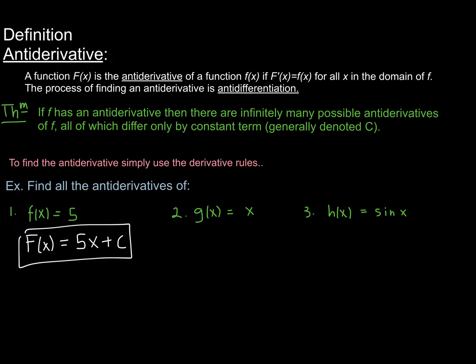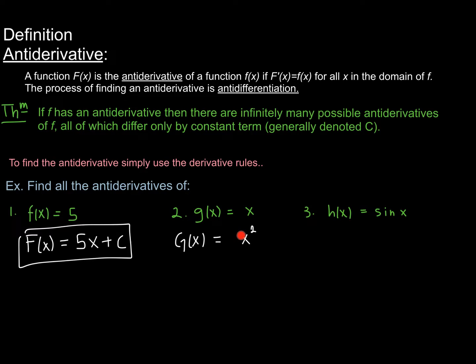All right, moving on to lowercase g. The antiderivative, capital G of x, is going to need to be a function that when I take the derivative of it, I get x to the first power. Well, the power rule tells me when I take the derivative of a power function that the exponent will decrease by 1. So I need x to the second power.